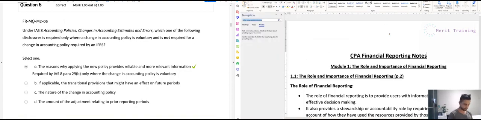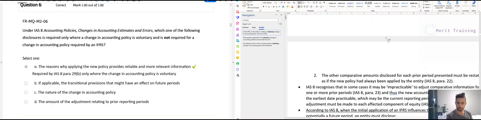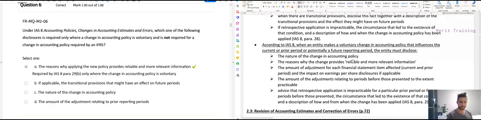All right, next question is question 6. Okay, this is a more simple one, and it's kind of similar to one of those earlier ones. So it's to do with policy change. Which one of the disclosures is required only where a change in policy is voluntary? So we can go back to our voluntary. Let's do a Control F for that. So here we go, down here.